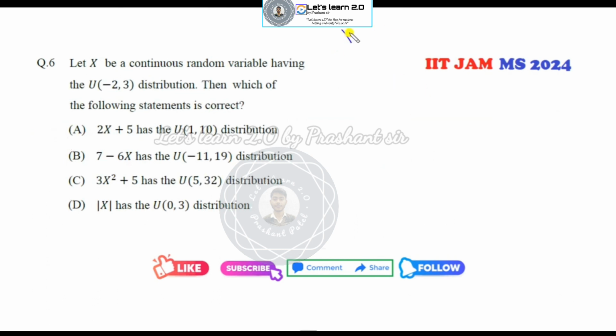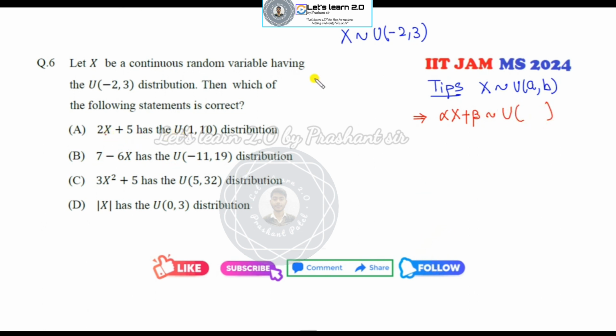Okay, look at this another one. X follows the uniform distribution of -2, 3. Fine. We all know if X follows the uniform distribution of A, B, then the linear combination, that is alpha x plus beta, will also follow the uniform distribution. Fine. So it means this also follows the uniform distribution, but what is the range? I can substitute the value of this, 2x plus 5.